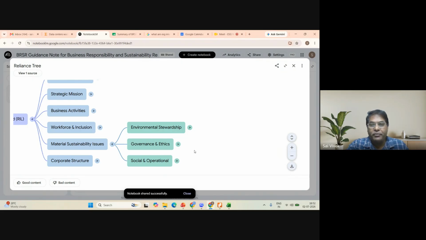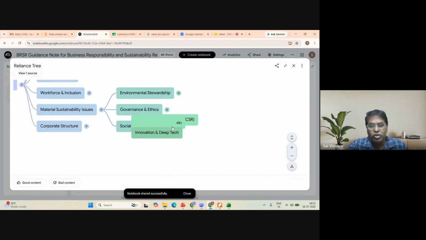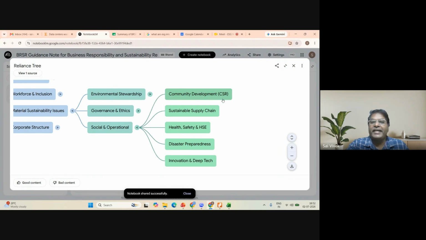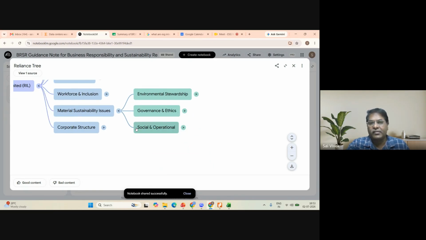Whereas social activities, we will see: community development, sustainable supply chain, health safety, disaster preparedness. We have seen the pyramid of disaster preparedness also. Innovation and deep technology, robust deep technology. Disruptive deep technology was the word they had used. Impactful. So such are their social and operational activities. This is a very nicely built BRSR report. So I have taken this for presentation.